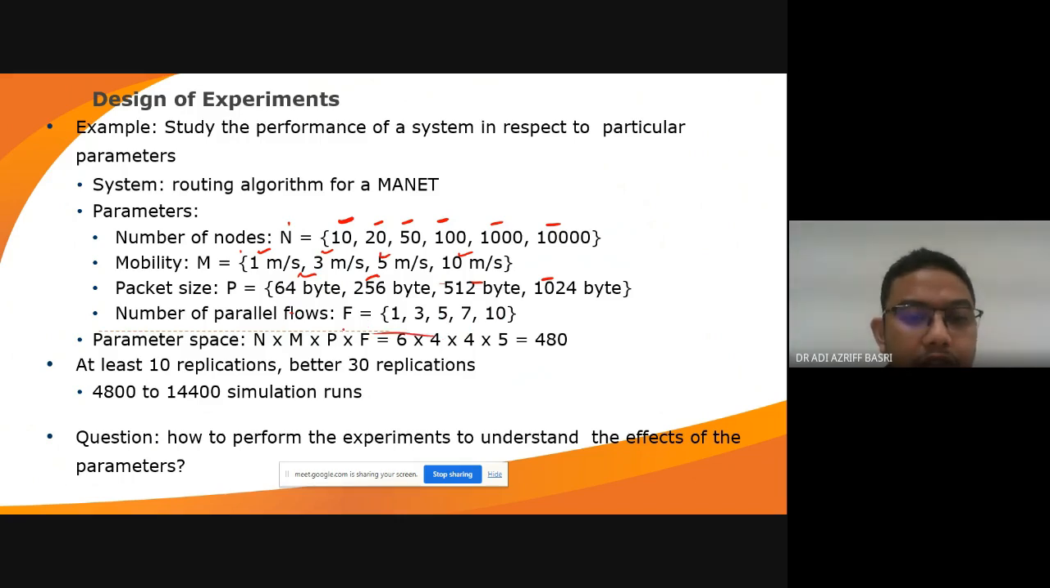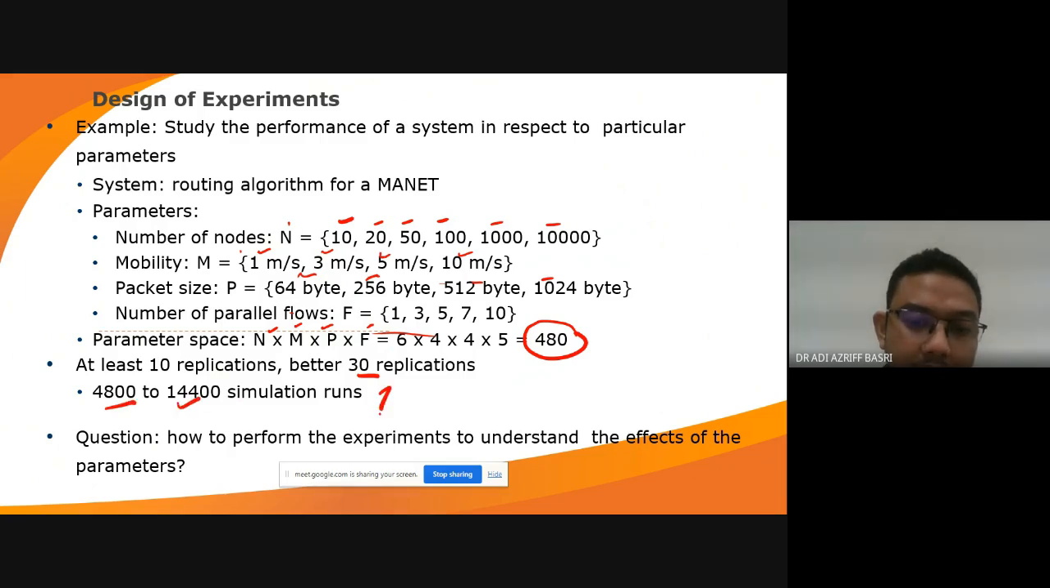So the parameter space is based on all the parameters: number of nodes times mobility times packet size times number of parallel flows. In total you will get 480. But in order to do an experiment, you need to replicate it. The replication is at least a minimum of 10, or it's better to have more, which is 30. So you will have about 4,800 to 14,400 simulations.